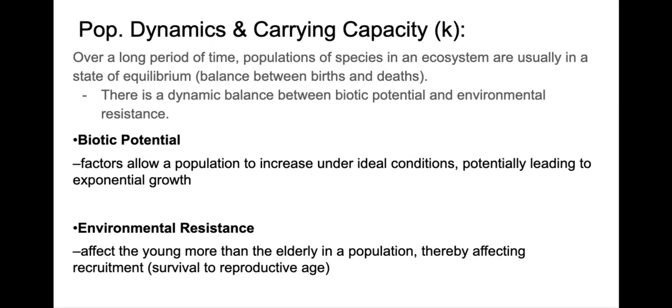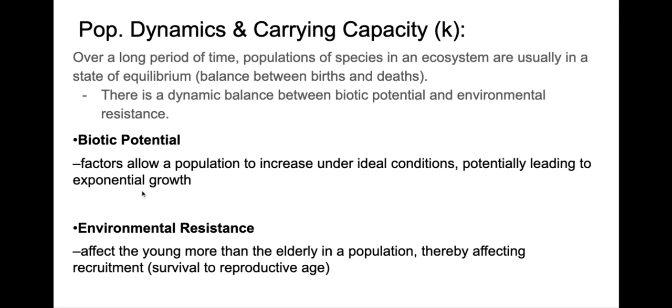Okay, so how do they come together, the carrying capacity with the population dynamics? How does the carrying capacity determine the change of population numbers? Usually populations are kept in check because this equilibrium will be given by all the environmental resistance that is given by the ecosystem. So that will be a balance between the births and the deaths, which will keep the population in check. But this is always changing. It's not static. So it's going to be a dynamic balance between the biotic potential and the environmental resistance.